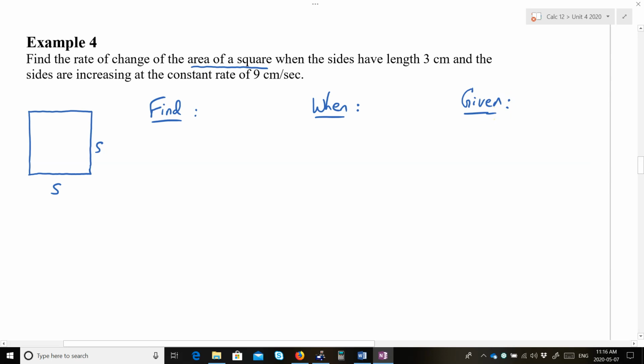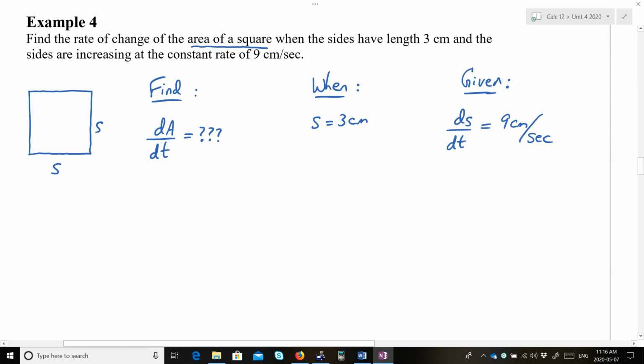Find the rate of change of the area of a square. So change in area with respect to time. When the sides have length 3 centimeters, so when S equals 3 centimeters, and the sides are increasing at the constant rate of 9 centimeters per second, change in side length with respect to time is 9 centimeters per second. Okay, so there's the initial setup.